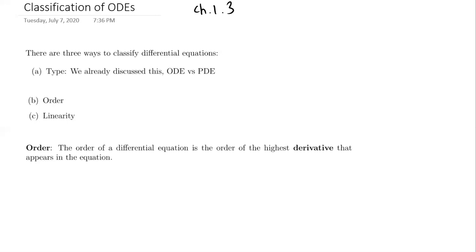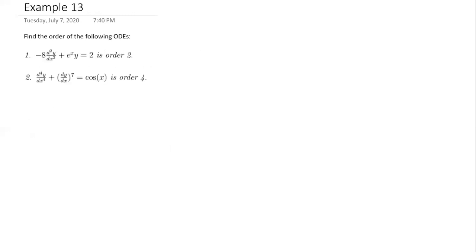Now, the order is actually a very easy one, so I'm not even going to write it as a definition. So what's the order of a differential equation? It's the order of the highest derivative that appears in the equation. As simple as that. Look at the equation, look at the highest order derivative. Okay, that's the order of the differential equation. So let's see examples. So let's find the order of the following differential equations.